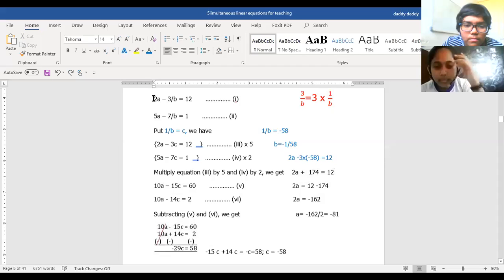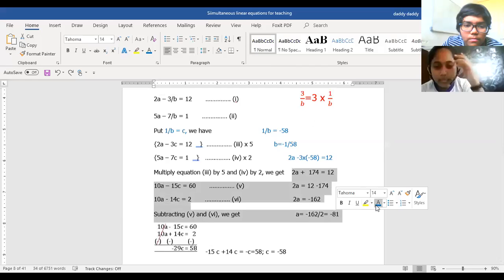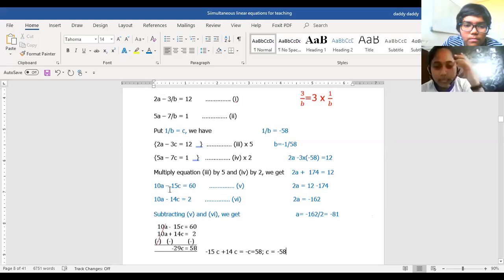Now, please see here, 2a minus 3 upon b. I've written 2a minus 3 upon b is nothing but 3 into 1 upon b. So instead of putting the value of b and then reciprocating, I've just put the value of 1 upon b. Are you getting it? In the expression I want the value of 1 upon b and not b. So instead of that, you directly put the value of 1 upon b. Understood? This I will just color with blue. So this is how it is done.